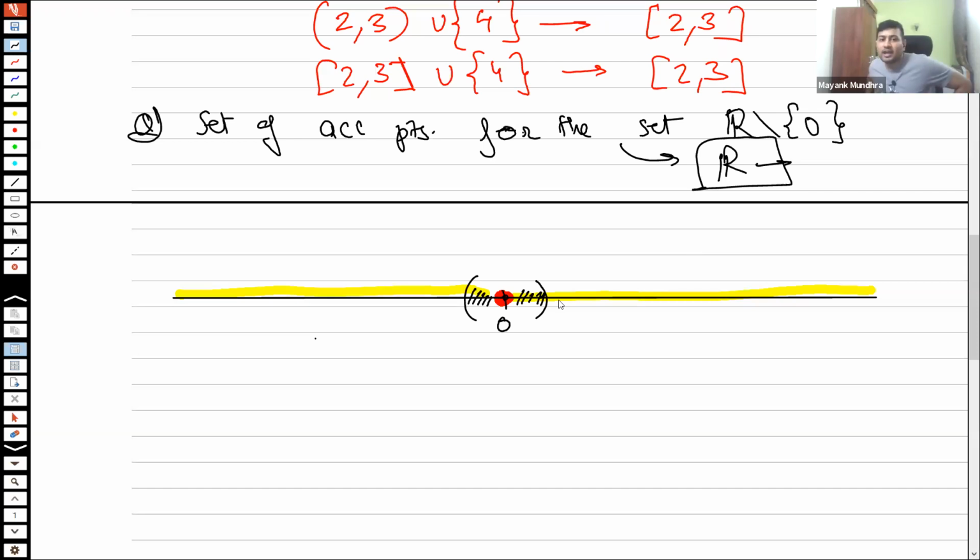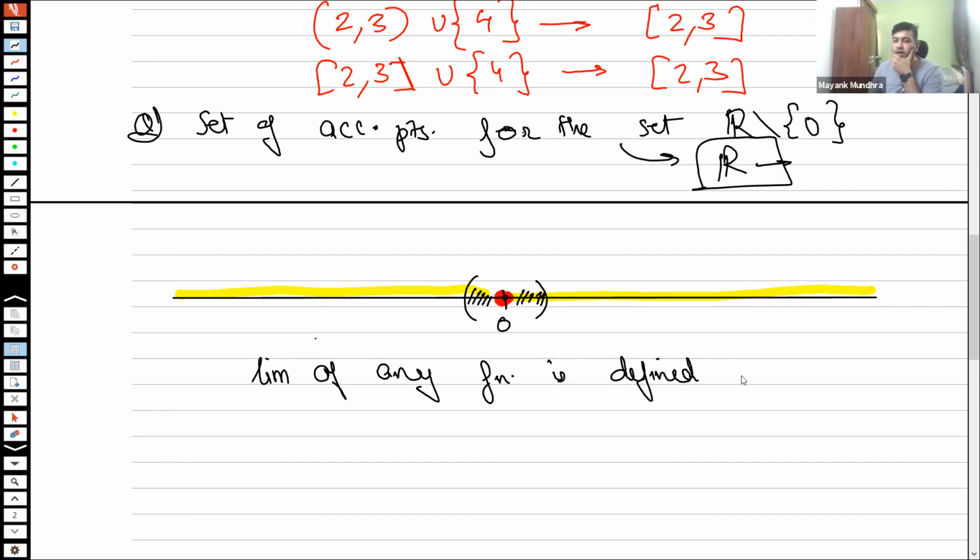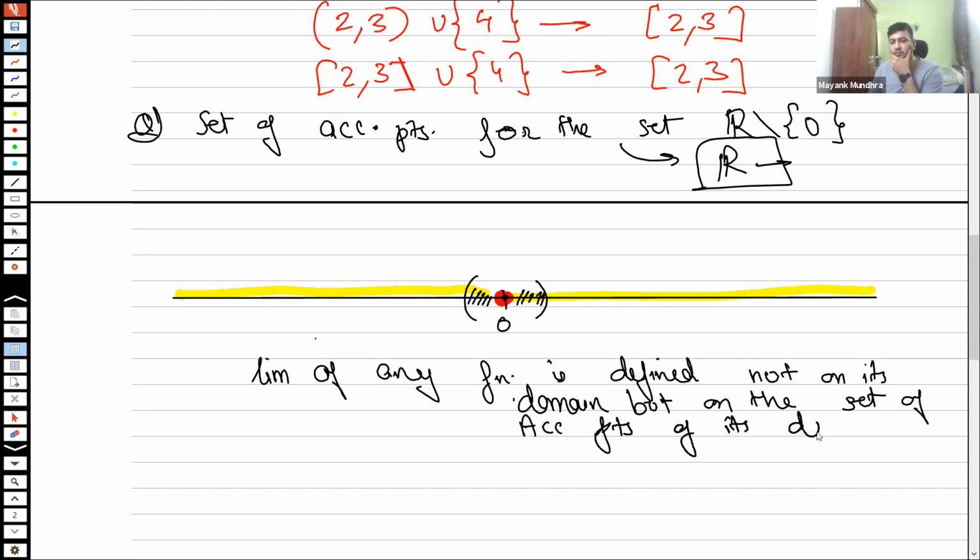Now the question is, why are we doing this? Why are we looking at accumulation points? We are looking at accumulation points because the limit of any function is defined not on its domain, but on the set of accumulation points of its domain.